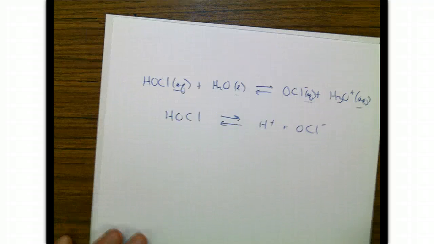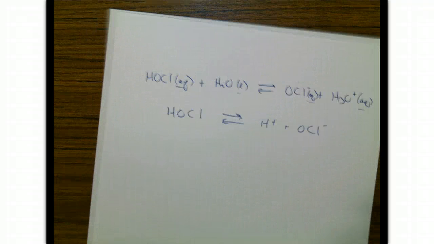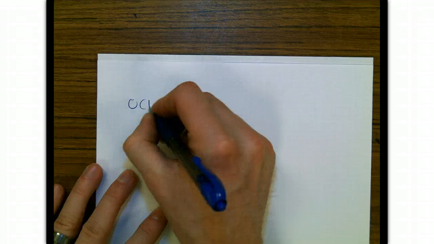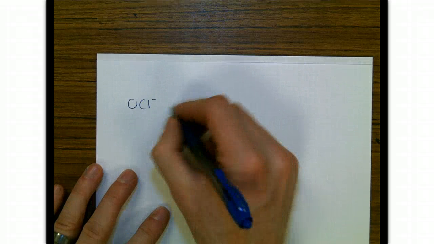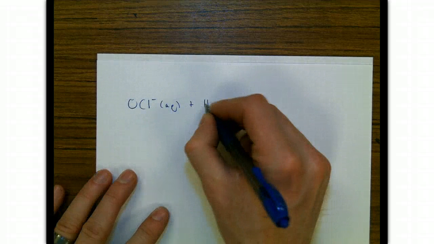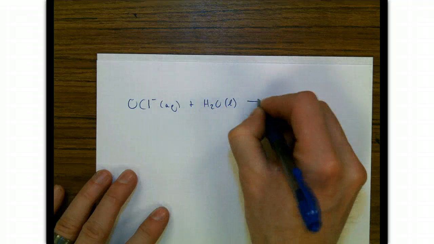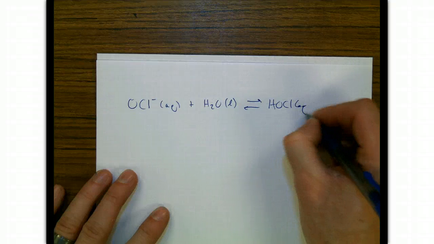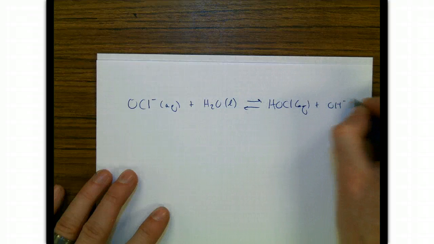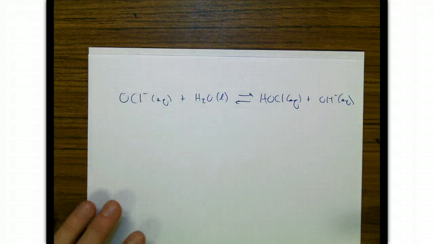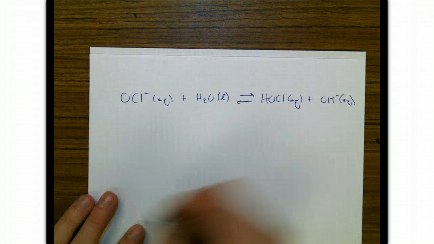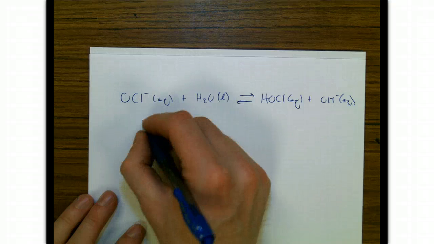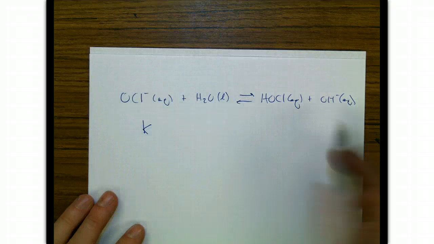All right, now moving on to letter C. In letter C, we're actually looking at a reaction. And the reaction is when you have hypochlorite, OCl minus, which is aqueous, reacting with water, which is liquid, and it produces HOCl, which is aqueous, and hydroxide, OH minus, which is aqueous. And the first part says write the equilibrium expression. So of course you ignore the water, and your equilibrium expression would be K, and let's look, is it Ka or Kb?